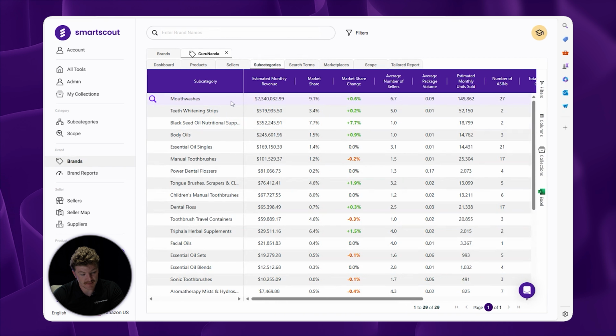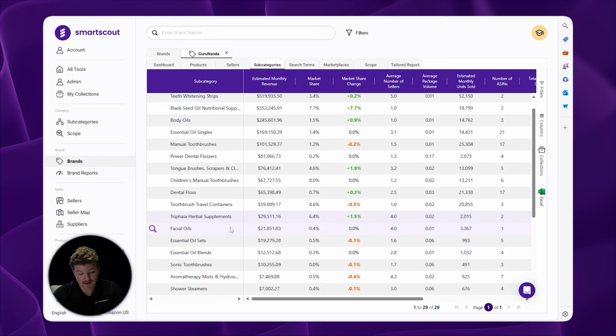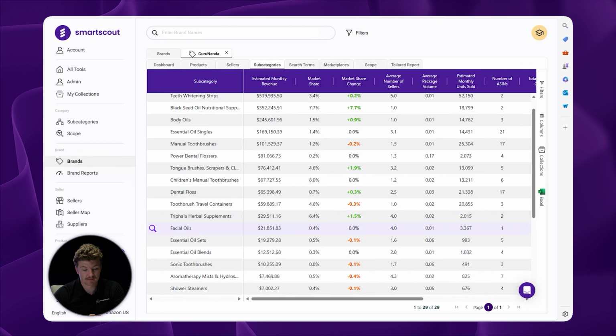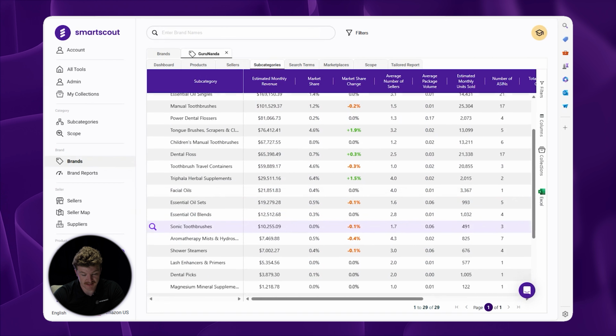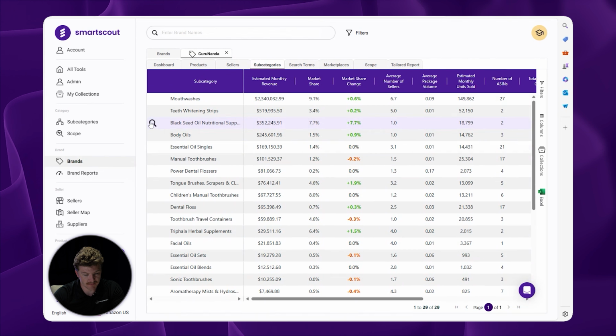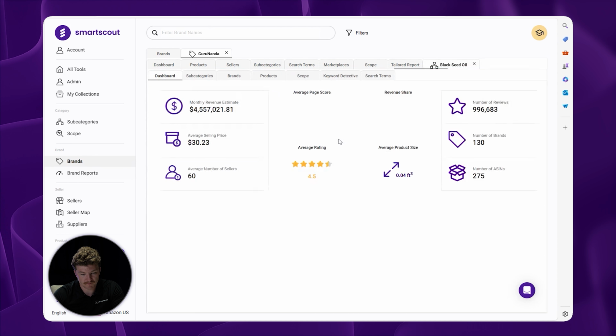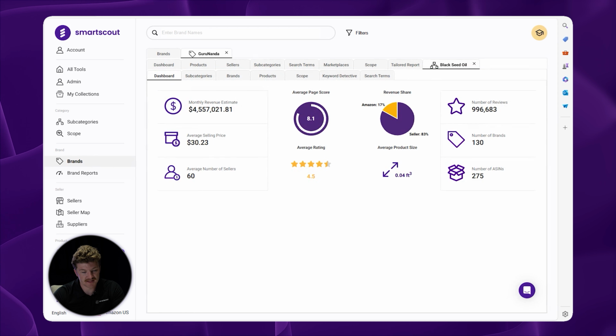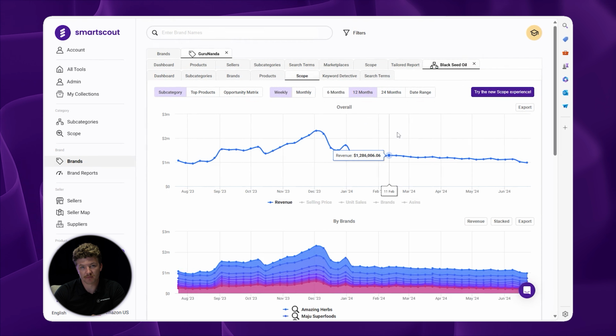Their main subcategory is mouthwashes, but like we've identified, we want to check out the black seed oil. So we're looking at a totally different perspective here. Let's navigate to black seed oil, nutritional supplement, this subcategory. Okay, again, very similar to what we've seen. Okay, what is the actual growth potential here?